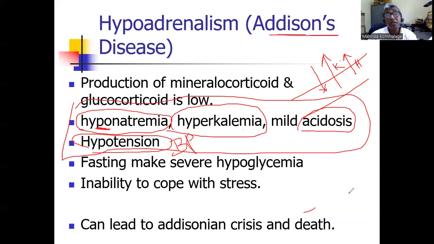In Addison's disease the problem is not only mineralocorticoid, not only aldosterone, but cortisol also. As a cortisol deficiency, they might get hypoglycemia, because as I mentioned, cortisol is important to produce glucose. It breaks down amino acids and so on and increases glucose synthesis in the liver. So easily they can go to hypoglycemia, especially fasting will cause a severe hypoglycemia.